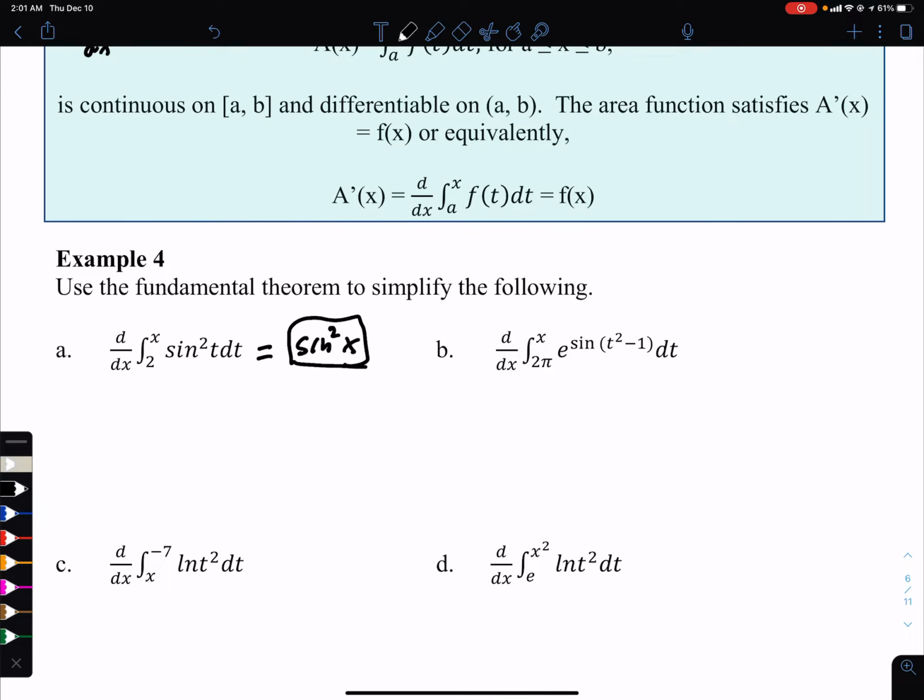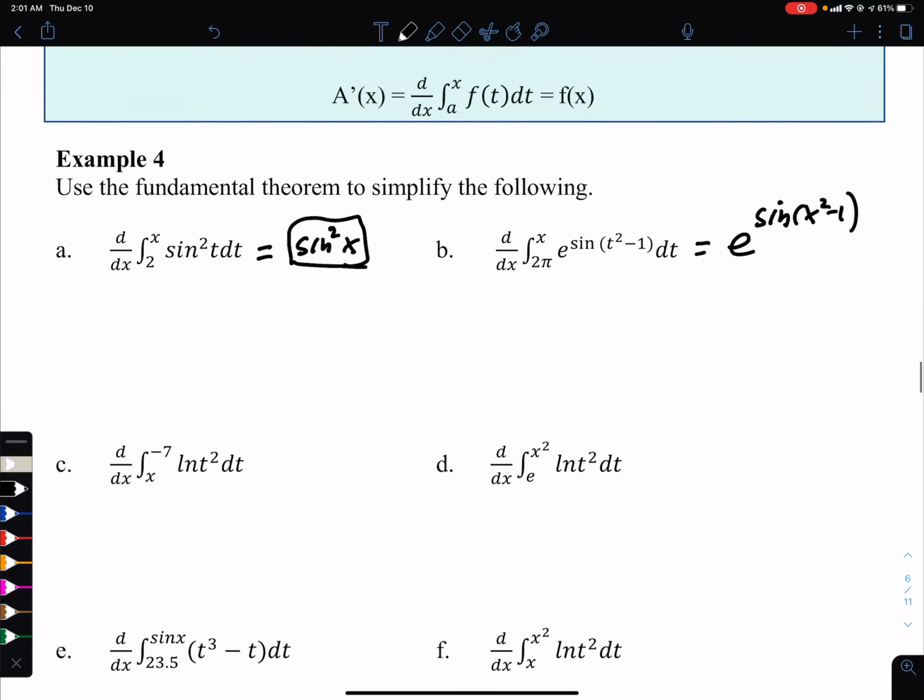Okay, welcome back. Let's see if this matches. We're taking the derivative. Variable's x, that's x, so we're happy. There's our 2 pi, that's a constant, that's x. All we do is plug in x for t. So our answer here will be e to the sine of x squared minus 1, done. That is the answer according to the fundamental theorem of calculus, the other version. Let's keep going.